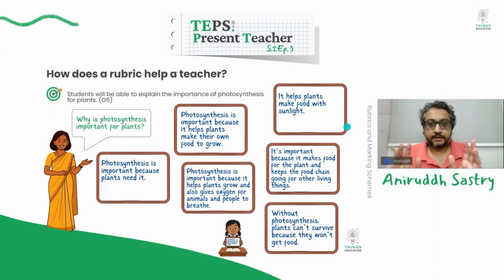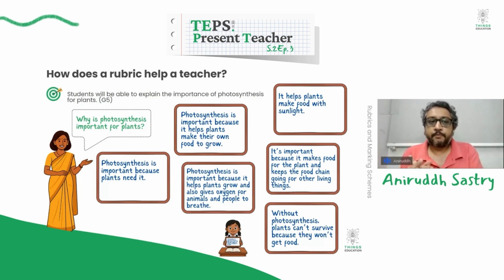Now we've created this rubric, it seems to be pretty straightforward. Let's see how that rubric helps. For that, let's take an example. The learning outcome here for a grade 5 bunch of students is that the students will be able to explain the importance of photosynthesis for plants.